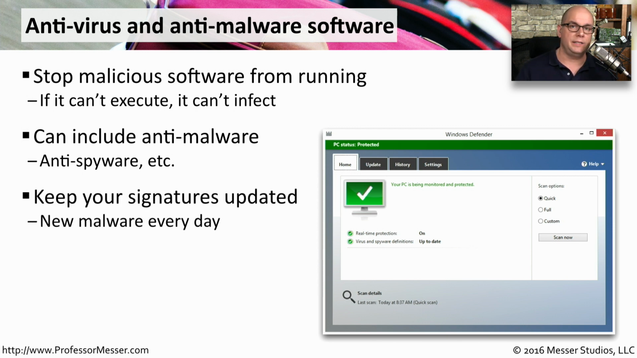These antivirus and anti-malware applications work by comparing what's running on your computer with known signatures of malware. So the only way to be assured that you're up to date with all of the latest malware is to make sure that you are always updating the signatures in this antivirus and anti-malware software.